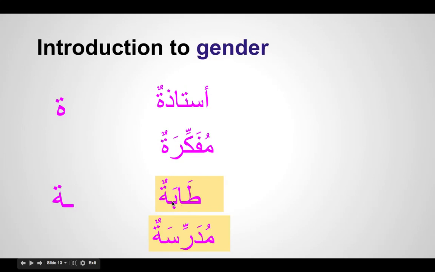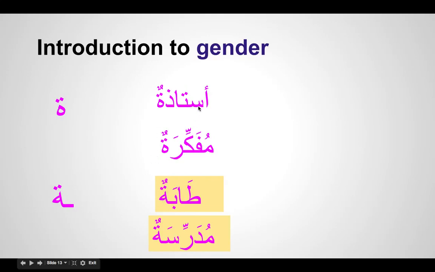But if the Ta Marbutah comes after a letter which allows you to join, then it is written in this fashion. So this is how you identify. If you see this Ta, that means it is feminine. If you see this Ta, then also it means it's feminine. So both are Ta Marbutah.